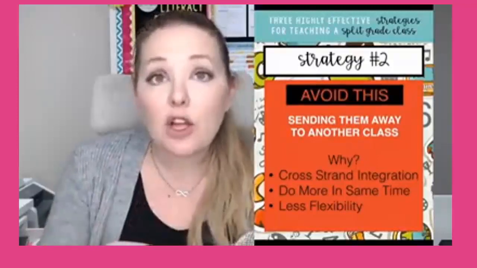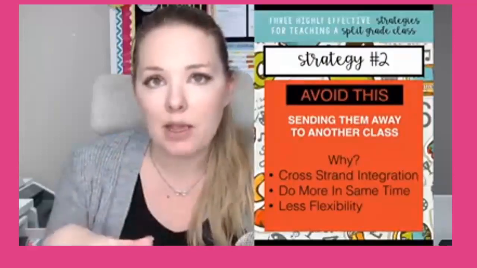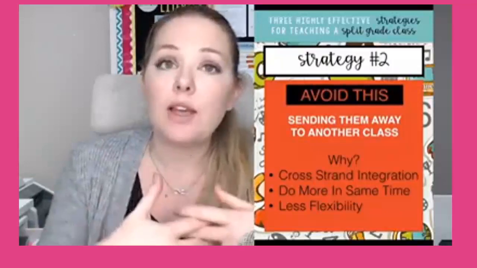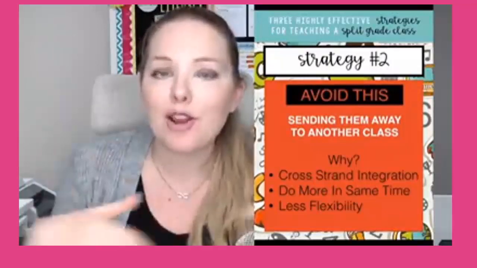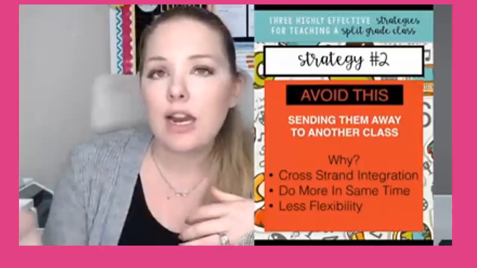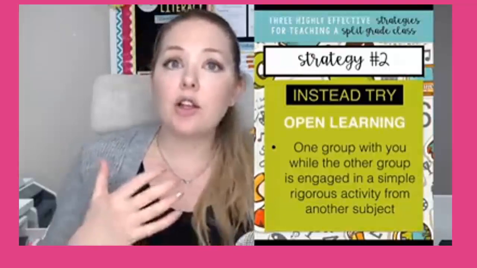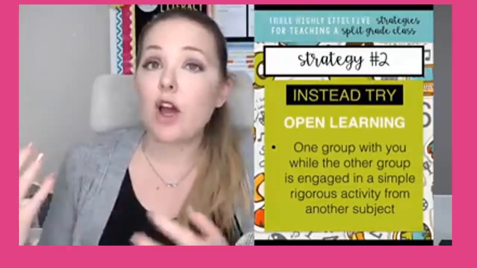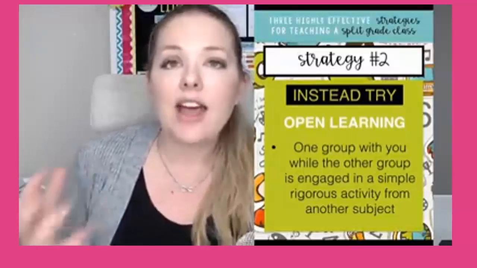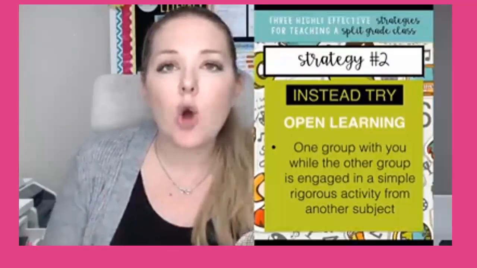It's much more difficult to do that if you are rigidly structured in when science happens. When you're teaching your whole split, science can happen whenever you have time to have science. Science can happen when another grade is working on another topic. So instead of sending students away, if you've got a group of 6 or more students in one grade, that's enough to keep them with you. And instead, try open learning.